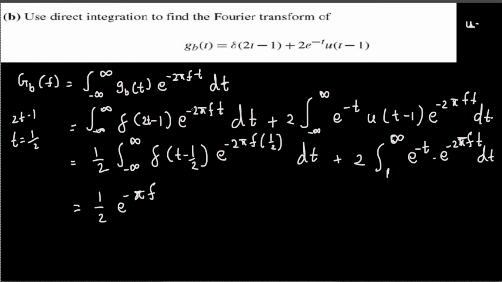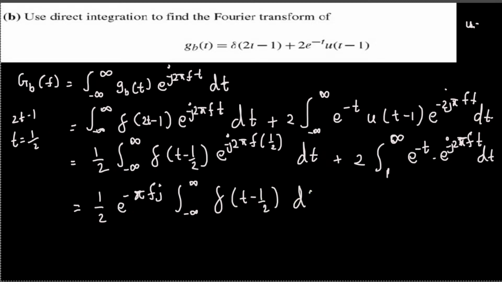Okay, I made a mistake, there should be a j everywhere. So this is j, then here also j. So this is 2 pi f j here. And then after that we are going to have integration from negative infinity to infinity delta of t minus half dt. And if you integrate an impulse function, that's always 1, so this part is going to become 1.